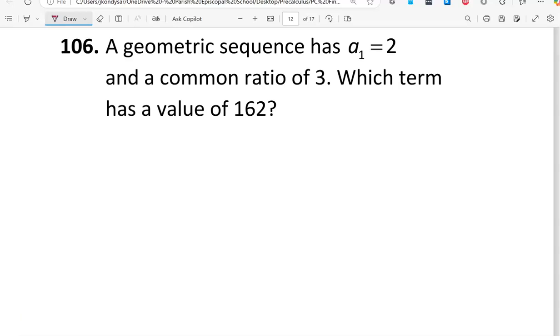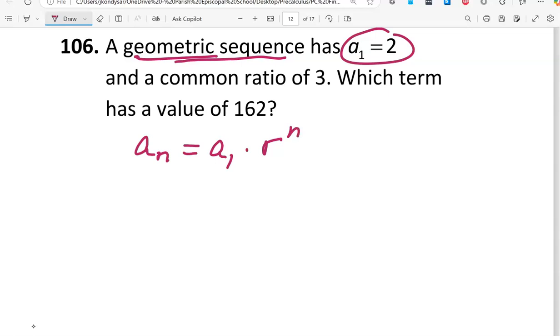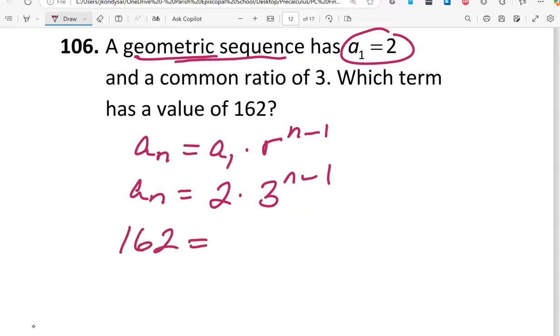In 106, we're given that we have a geometric sequence with a first term 2 and a common ratio of 3. Which term has a value of 162? In a geometric sequence, we know that the nth term is given by the first term times the ratio raised to the n minus 1. And if we insert what we know here, the first term is 2 and the common ratio is 3, and our term value is 162.